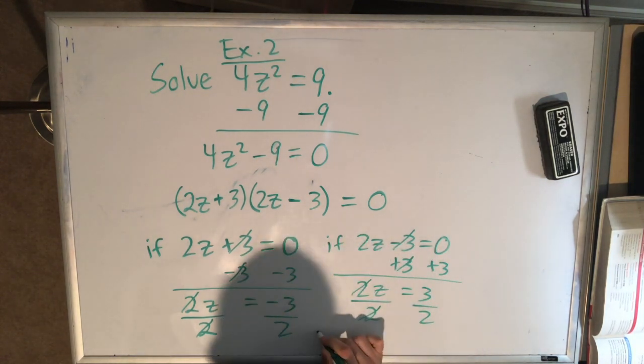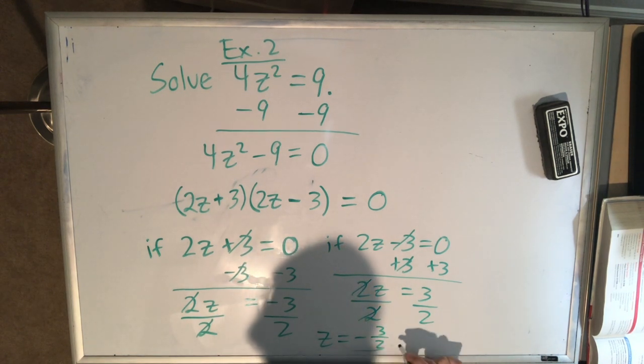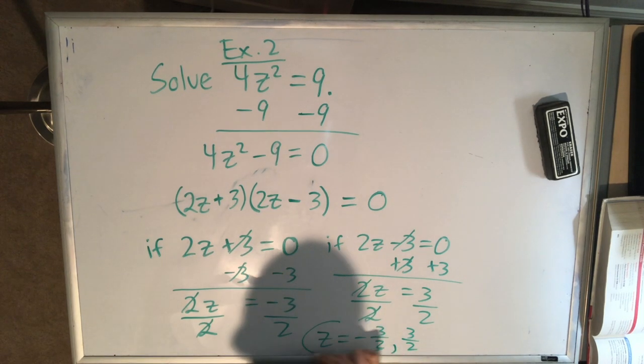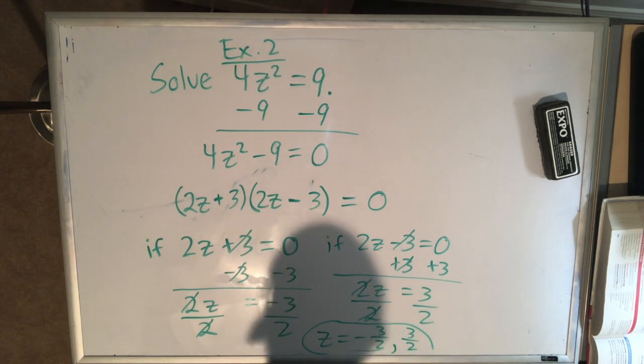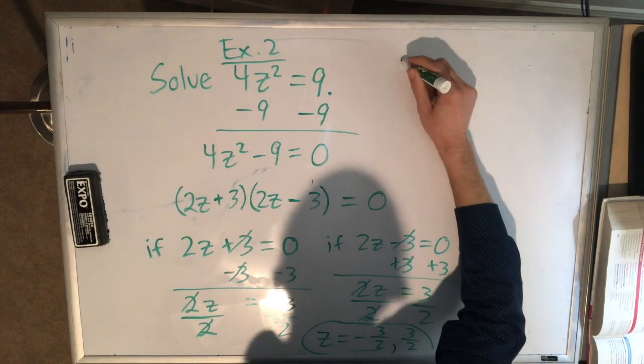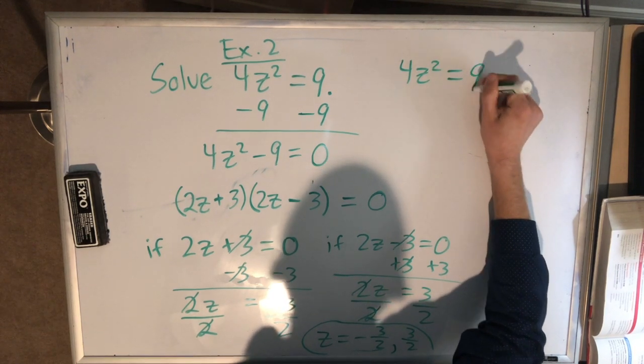Okay, so there's our 2 solutions. z equals -3 over 2, and z equals +3 over 2, or +1.5. All right, so we reviewed the old method. Now let's look at the square root method for the 4z squared equals 9.